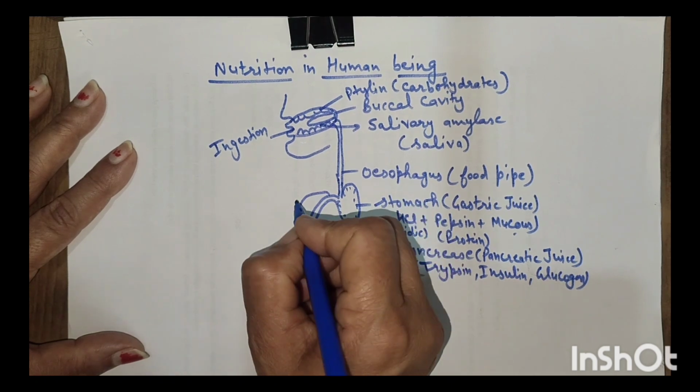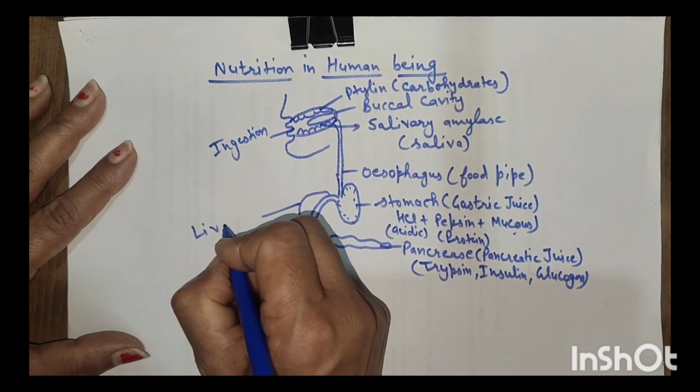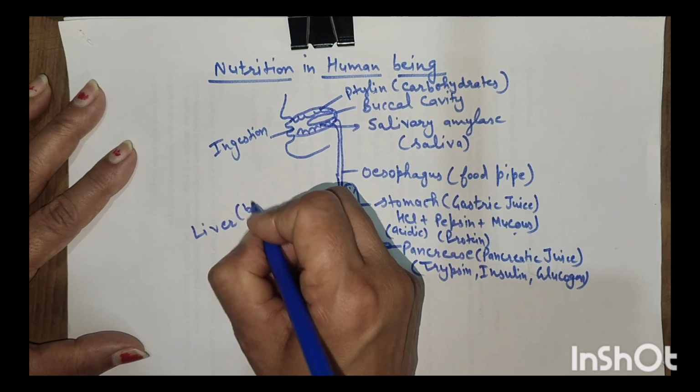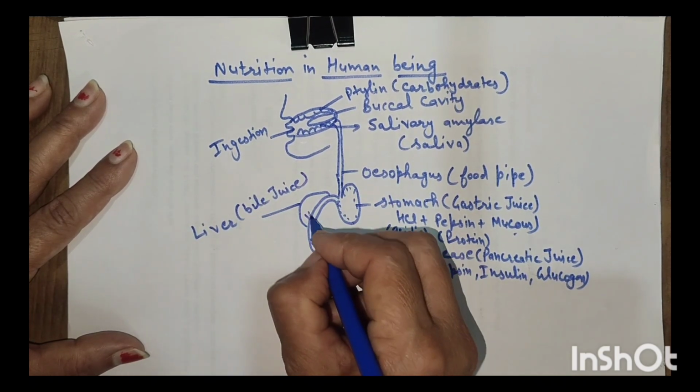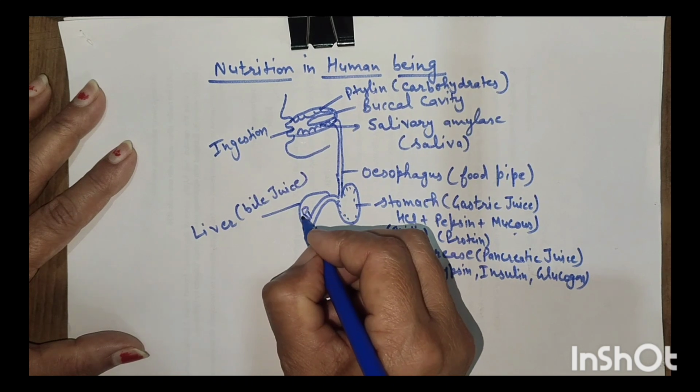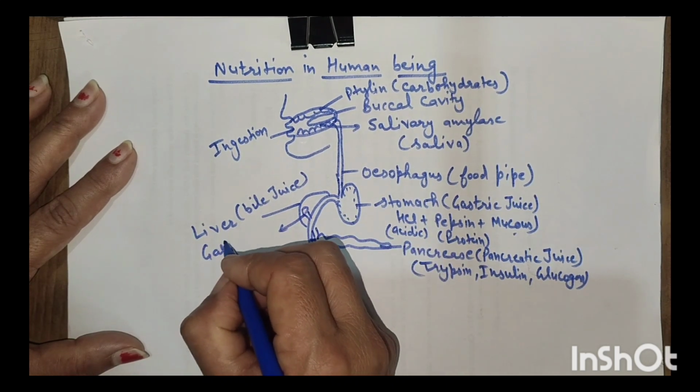Here is the largest gland in the body, that is called liver. It produces the bile juice. When this bile juice is extra released, then it is stored in the gallbladder.